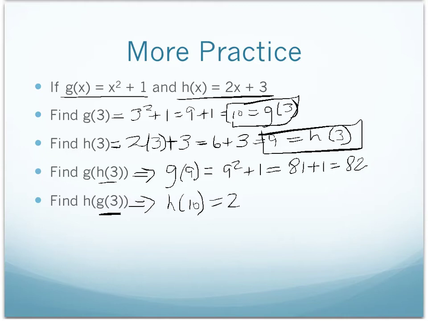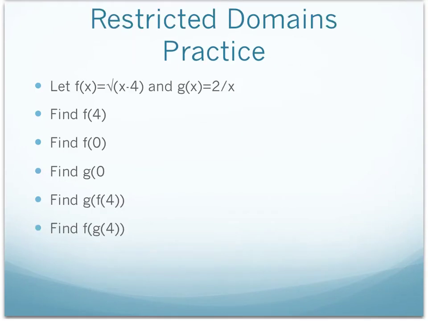So that's going to be 2 times 10 plus 3, which is going to be 23. So h of g of 3 is 23. Now let's find f of 4. We have f of x equals the square root of x minus 4. So f of 4 is going to equal the square root of 4 minus 4, which is the square root of 0, which is 0.